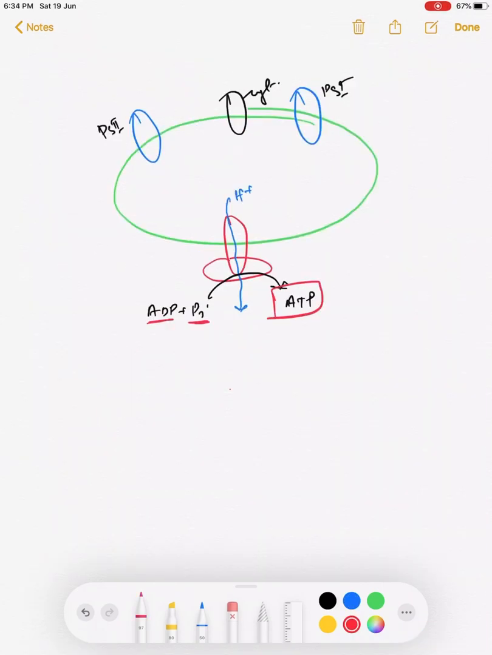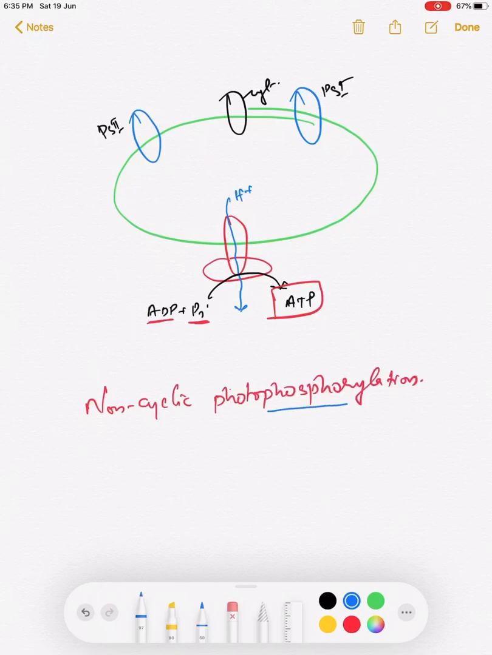This process of formation of ATP during this electron transport is also called non-cyclic photophosphorylation. What is phosphorylation? Phosphorylation is nothing but addition of phosphate to this ADP to synthesize ATP. ATP is synthesized by adding phosphate to adenosine diphosphate. Then we are getting adenosine triphosphate.